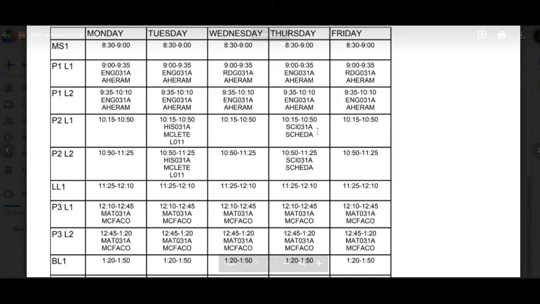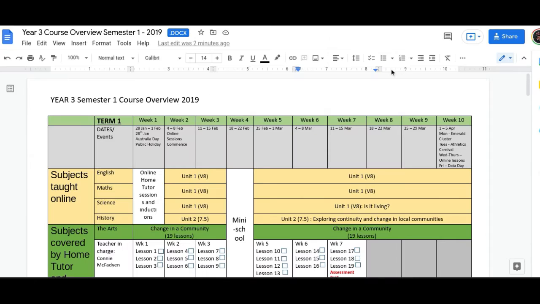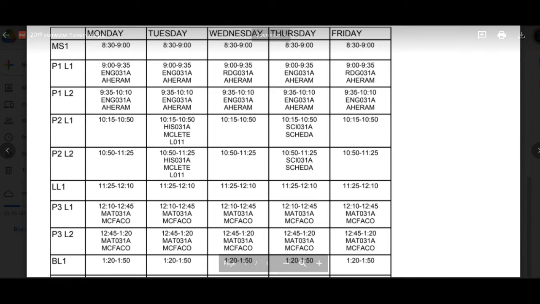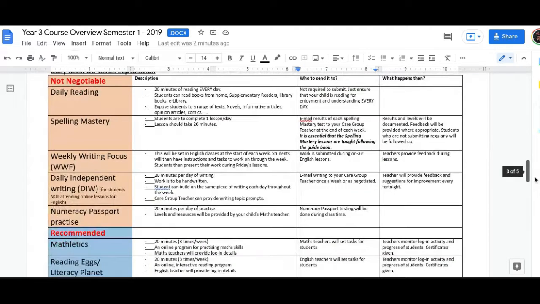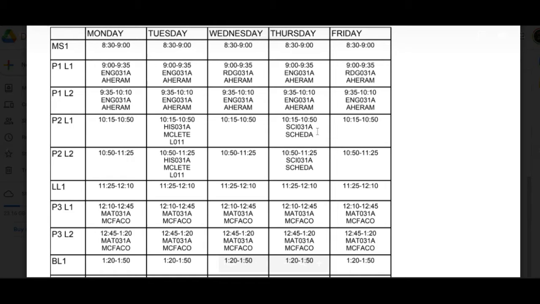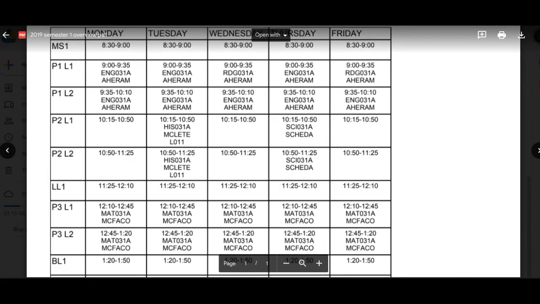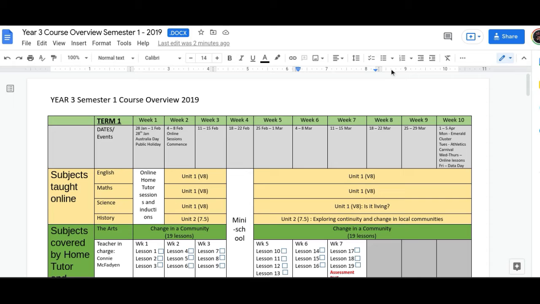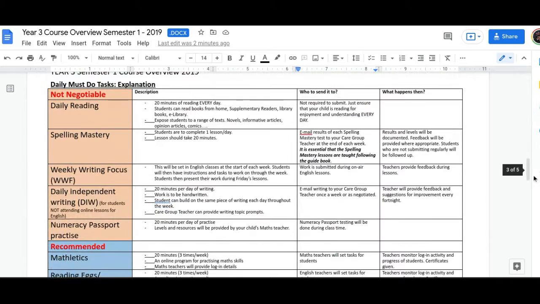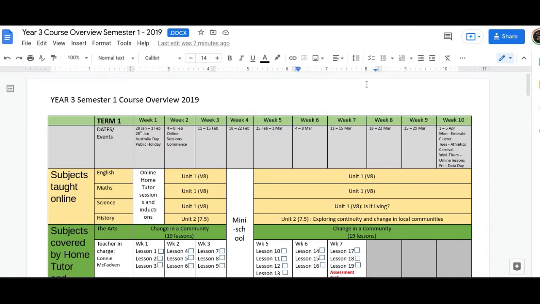Essential to your timetabling, the first is this one, which is the timetable that you download from One School, which is available through the eLearn or on the CSDA homepage. Just log in with your child's login and you can access this. This shows you when your online lessons are, and it's really essential in timetabling when you're creating your timetable, and that shows you where you can timetable your other lessons and your must-do tasks.